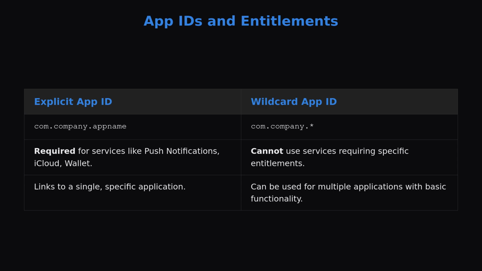iOS uses two types of app identifiers. Explicit app identifiers use a specific bundle identifier, such as com.company.appname, and are mandatory for applications requiring specific entitlements. Wildcard app identifiers, using a format like com.company.*, can sign multiple applications but are strictly forbidden from supporting services like push notifications, iCloud, or wallet capabilities.